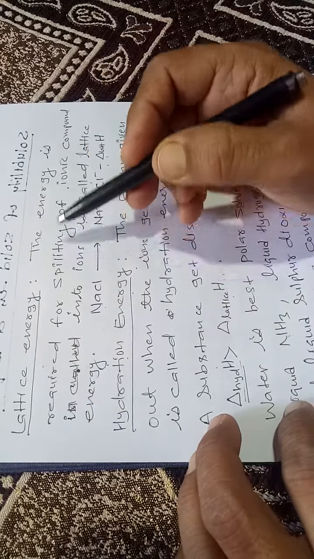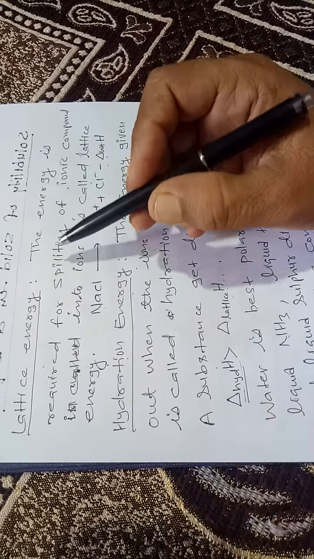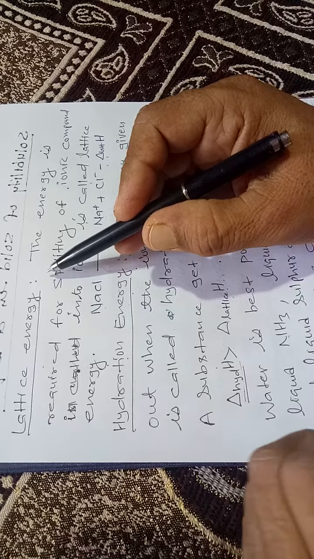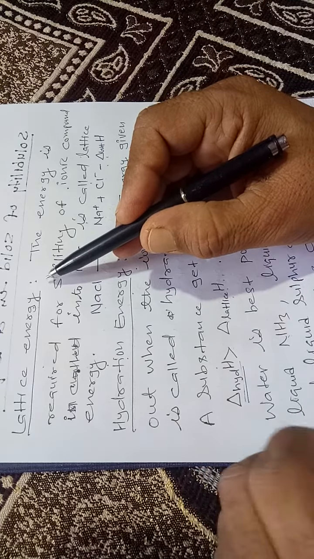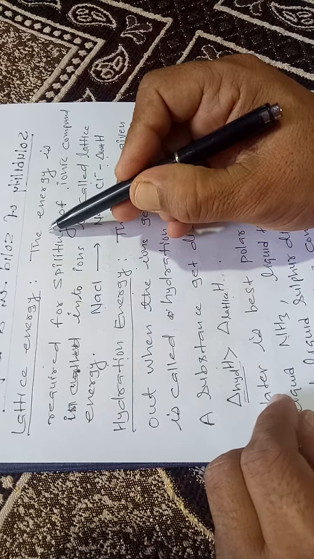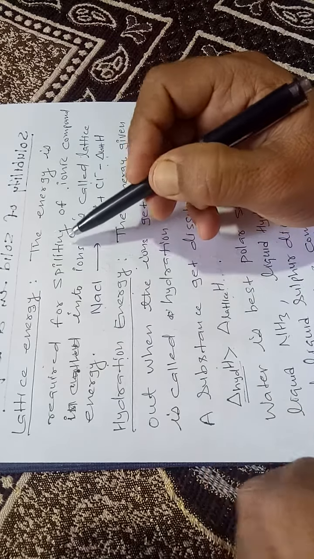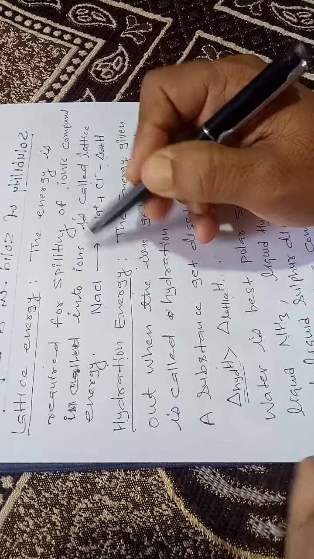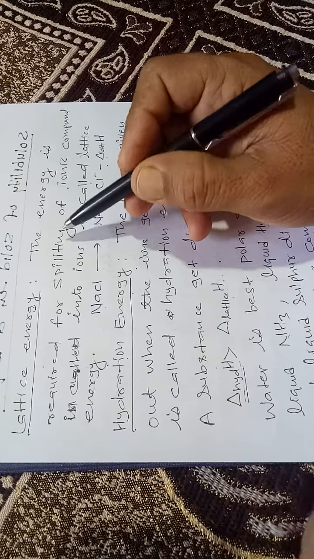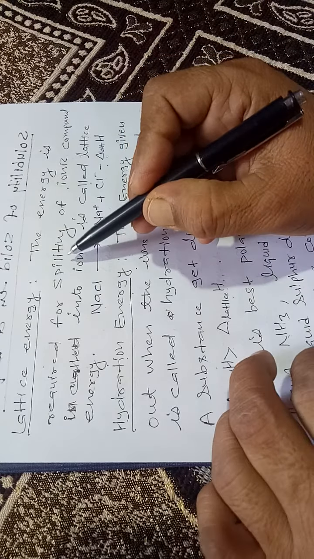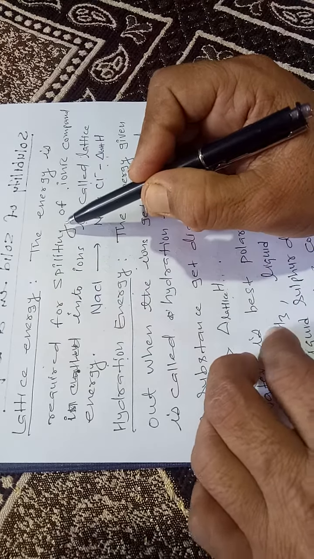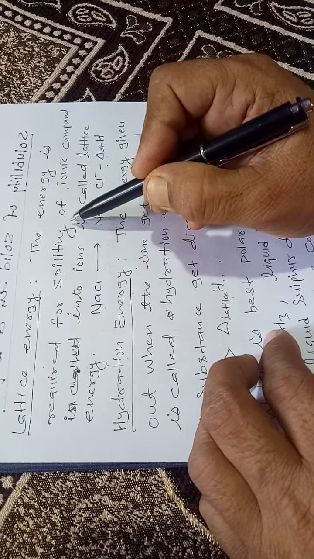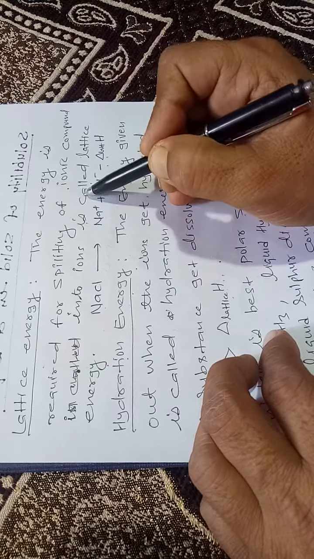Then how is a solution formed? For formation of the solution, first the ionic compound is converted into ions, and then those ions are surrounded by the water molecules. In the first case, when the ionic compound gets separated into ions, some amount of energy is required from outside, that is called the lattice energy.